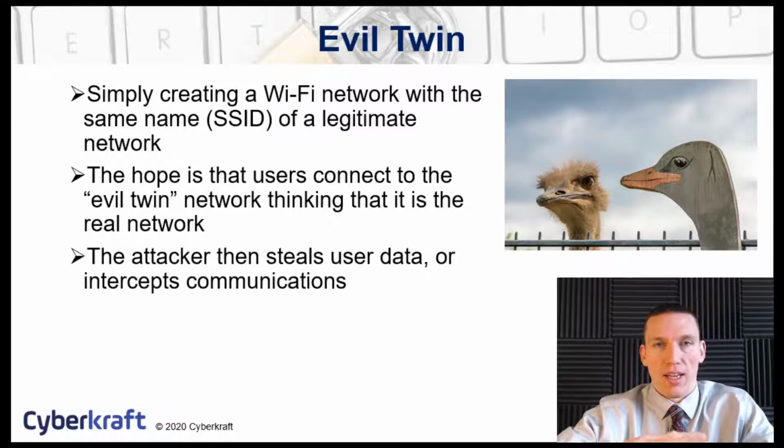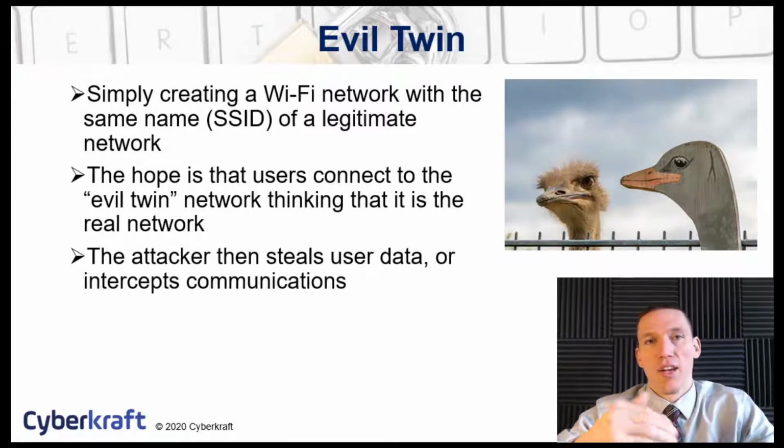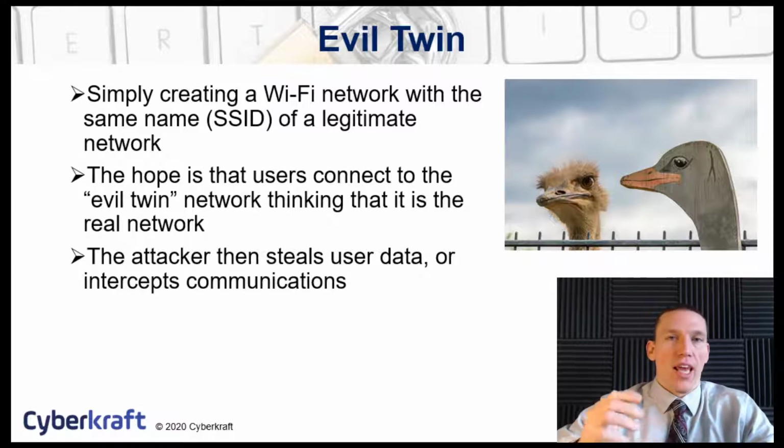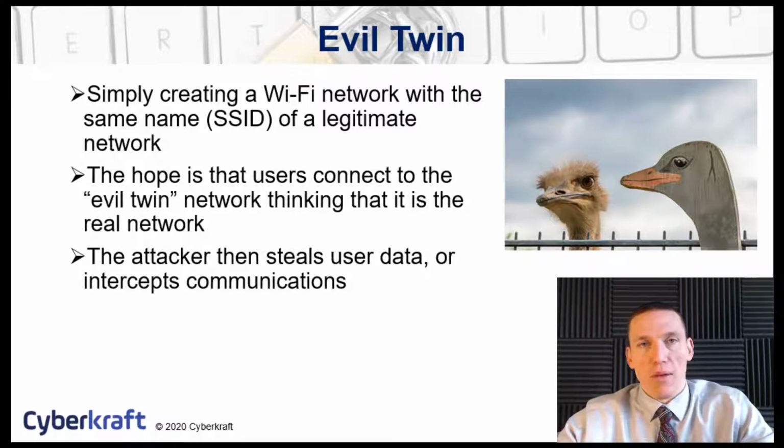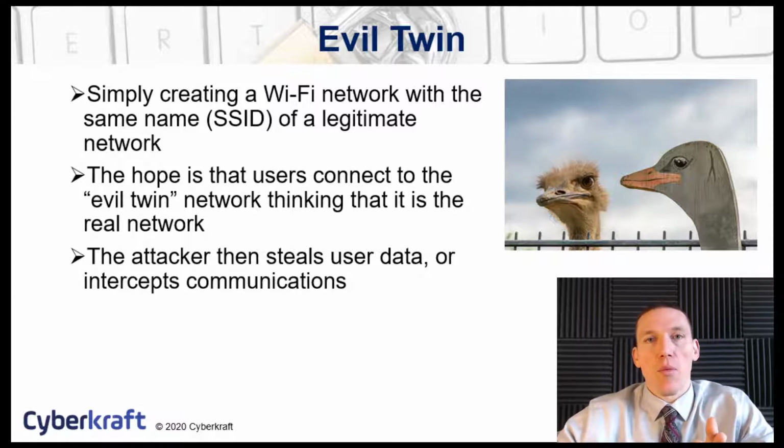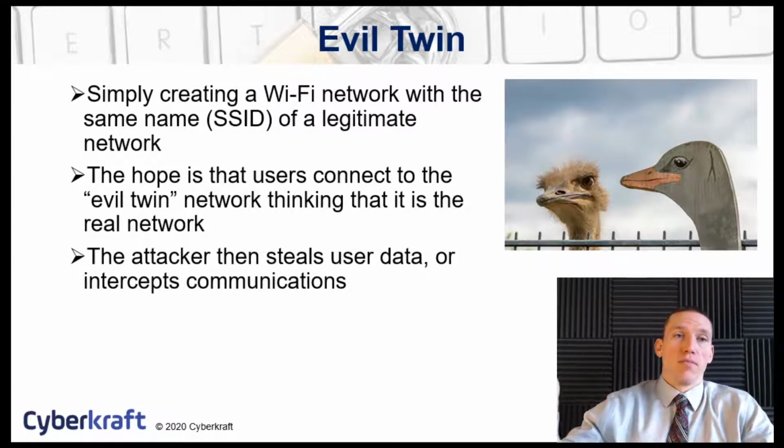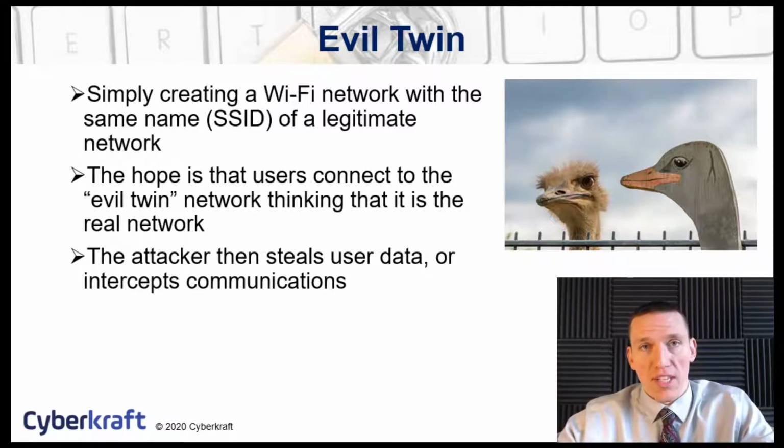And then once legitimate users connect to their evil twin network, the attackers are able to intercept data or gain access to the user's device or endpoint. All it is is naming a network with the same SSID as a legitimate network and then putting it in a location where wireless users could physically connect to it.